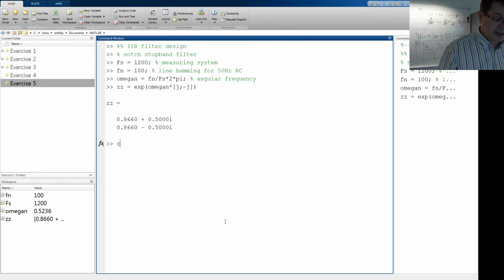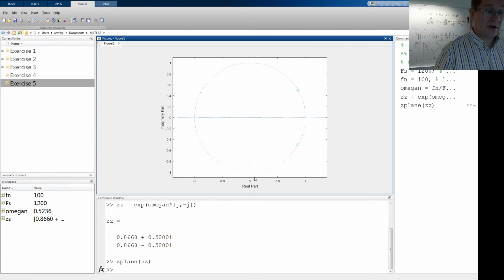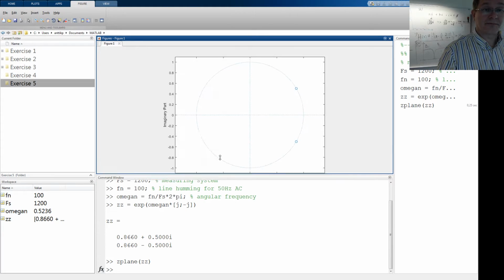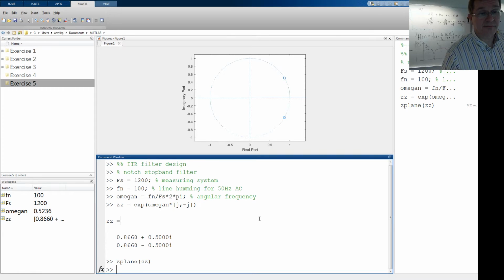So z plane of zeros. There we go. So we have the 100 hertz signal right there, I believe. Yes. Okay. Now we need. Yes.